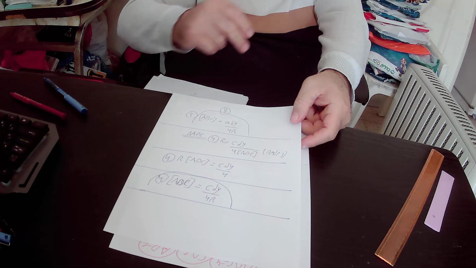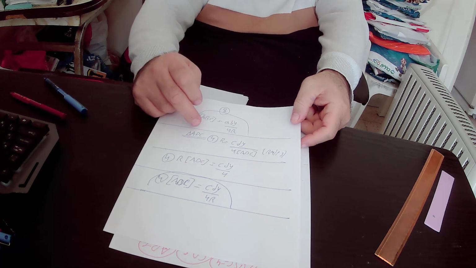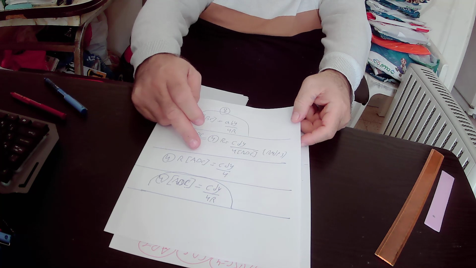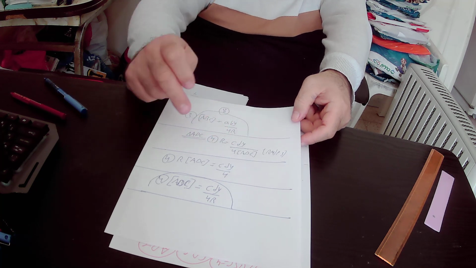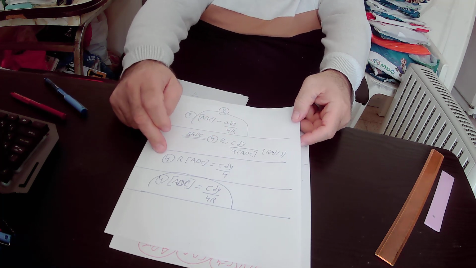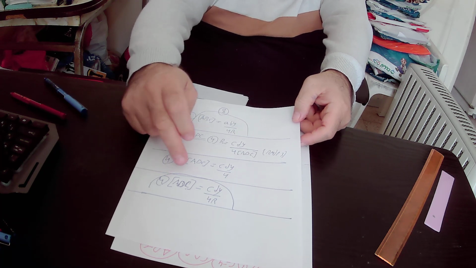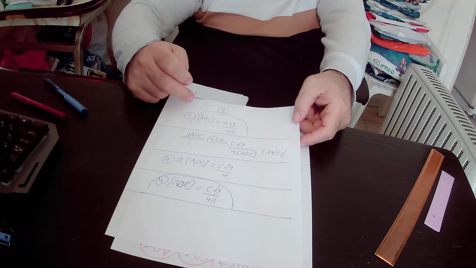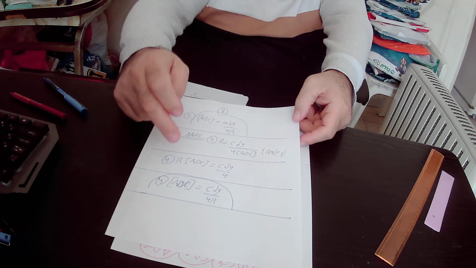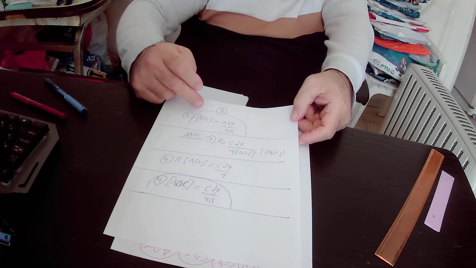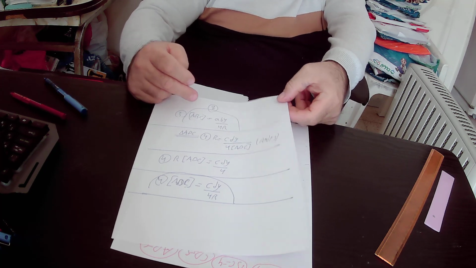Okay, so here we multiplied equation number 4 by the area of triangle ADC, and we got that R times the area of triangle ADC equals CDY over 4. We divided equation number 4 by R, and we got that the area of triangle ADC equals CDY over 4R. So we found out the area of triangle ADC and the area of triangle ABC.